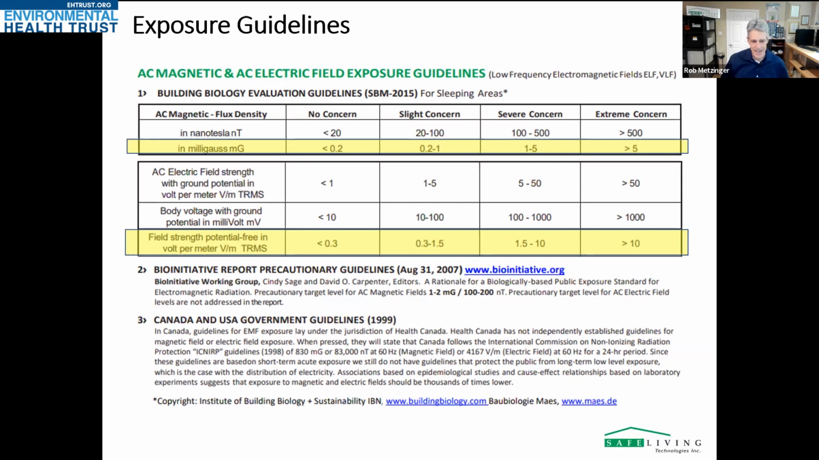Again, Canada and the US governments don't really have established guidelines, but they use the ICNIRP guidelines, which are around 800 to 1,000 milligauss and close to 5,000 volts per meter. So you can just see the difference between the guidelines that we try and get down to compared to the government guidelines. There are big discrepancies there, and that's part of our challenge as well. We want to try and get that changed if we can.